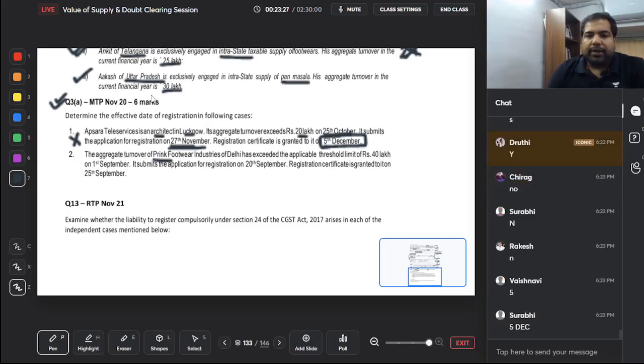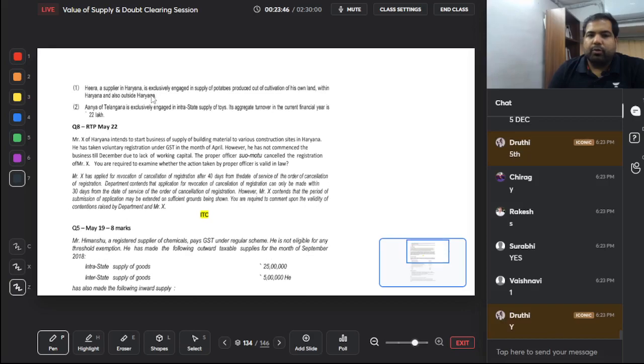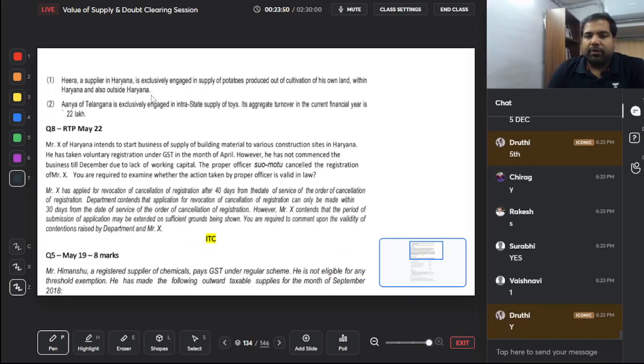And Pink Footwear, guys, they were liable on 1st September. They apply on 20th September. Are they proactive? Yes, so effective date will be 1st September. Examine whether the liability to register is compulsory in each of the independent cases below. You have to only check section 24. Check, guys, and tell me under section 24 are they required to register, and 23 also.